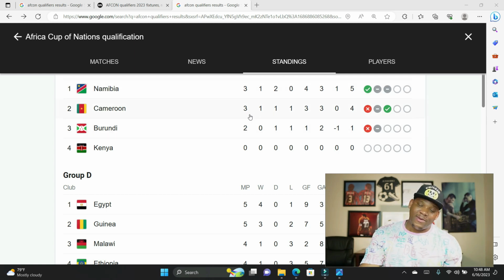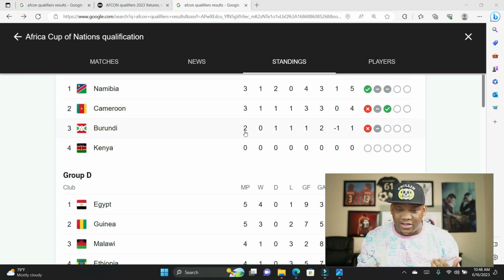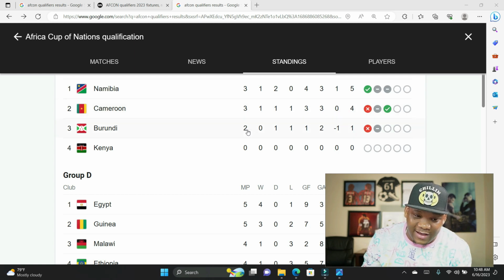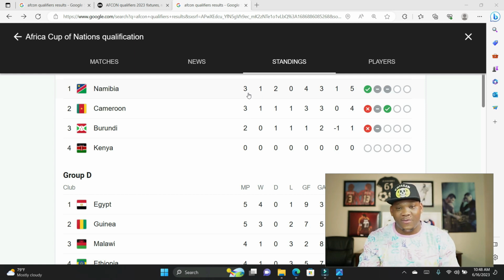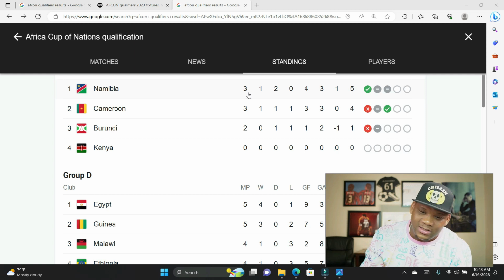So Namibia is pretty much the outsider looking in. I don't see Namibia losing the next 2 games. They're going to have to face Burundi. I don't see Burundi making it, because they're going to have to face Cameroon and Namibia in the last 2 games remaining. Honestly, I'm going to say Namibia and Cameroon are going to make it, and for Burundi, only a miracle can have them passing through.